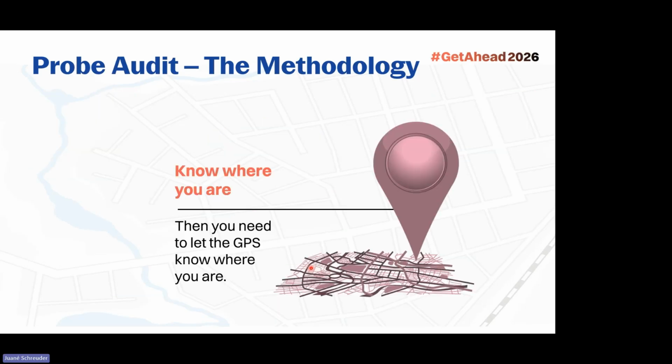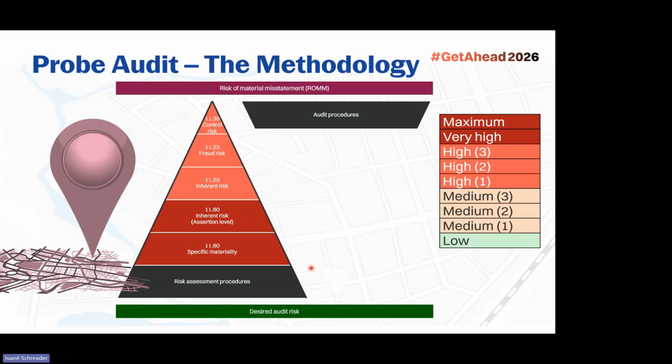Next up then, we need to determine where we are now. So I know I want to get to wherever my destination is, but we also need to determine what our risk of material misstatement is, and that is where we are starting. So where are we starting?